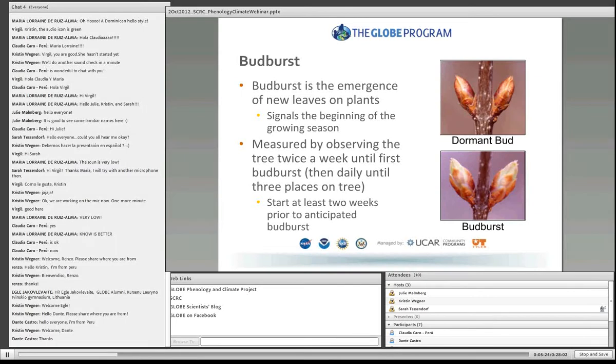So let's start with budburst. Budburst is the emergence of new leaves on plants. Budburst signals the beginning of the growing season as well, so it's a really important time of measurements to take.